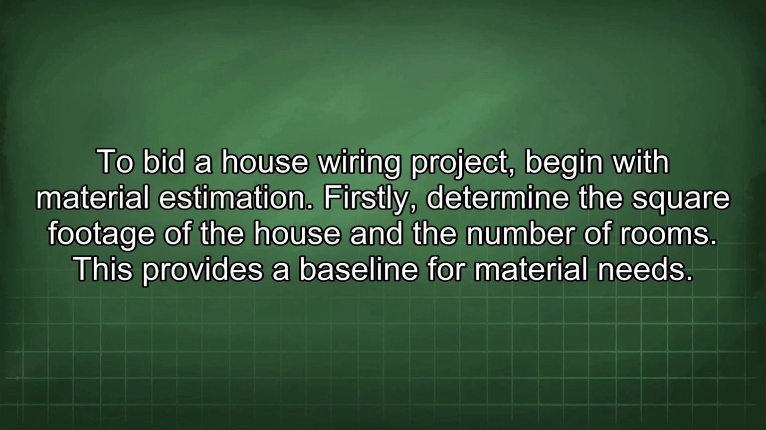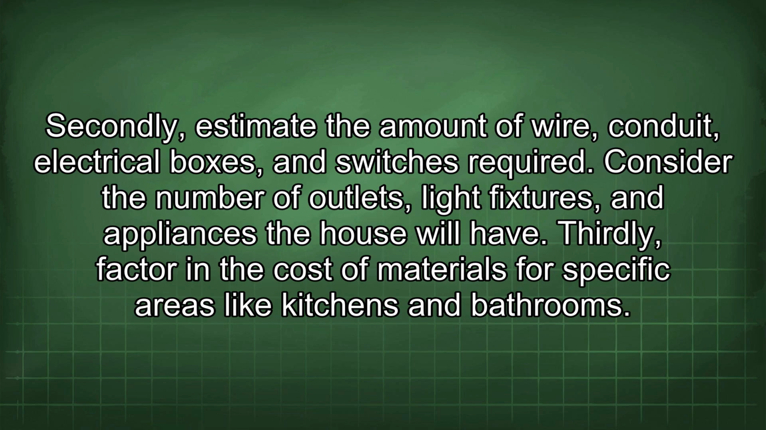To bid a house wiring project, begin with material estimation. Firstly, determine the square footage of the house and the number of rooms. This provides a baseline for material needs. Secondly, estimate the amount of wire, conduit, electrical boxes, and switches required. Consider the number of outlets, light fixtures, and appliances the house will have.